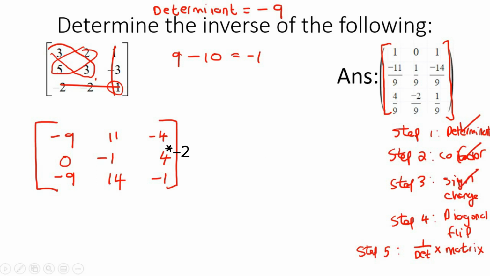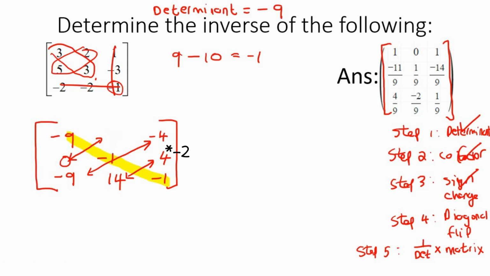Now we need to do the diagonal flip. So you have the diagonal highlighted. You don't ever change the diagonal. All you do is you look across the diagonal. So those are going to switch around. Those are going to switch around. And then those are going to switch around. Okay, so we literally just switch them.